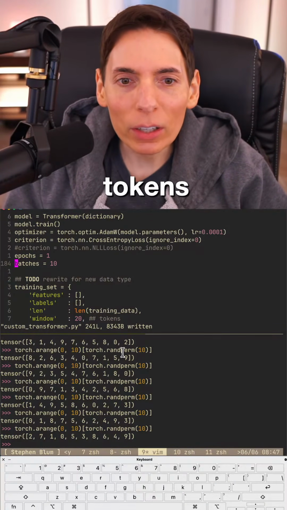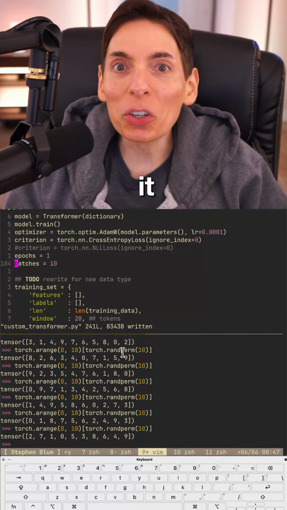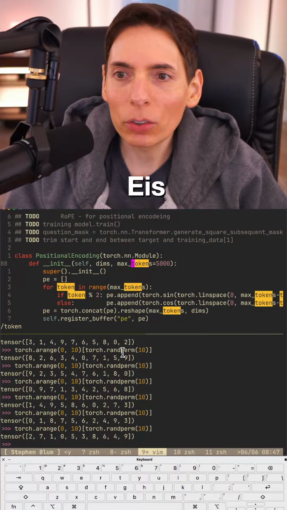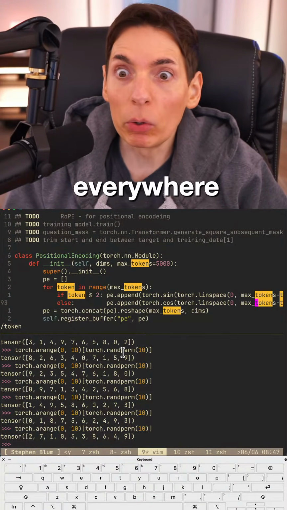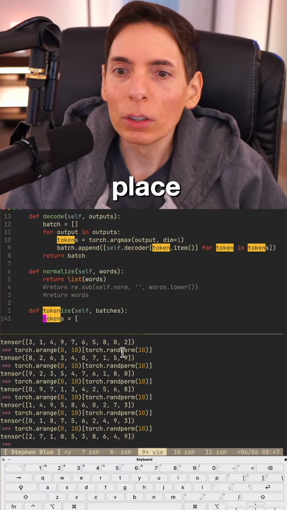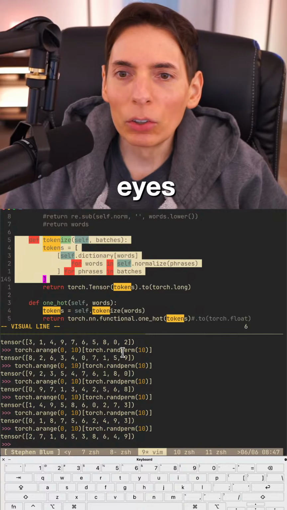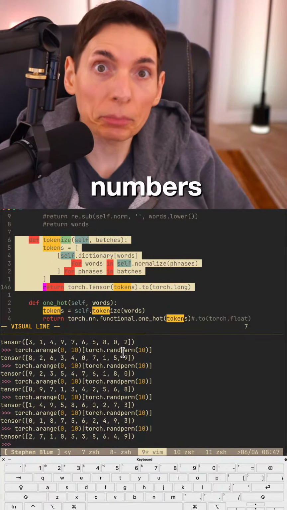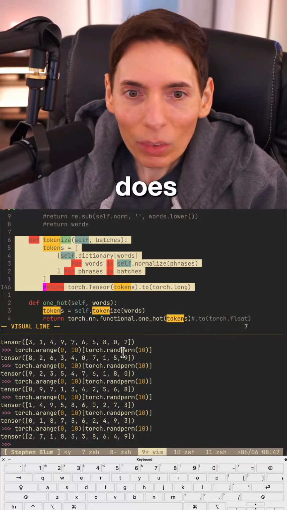Does it utilize tokens? Yeah, it does. We built our own tokenizer, right? We see a lot of tokens everywhere. We got tokens all over the place. Here's our tokenizer right there. It converts our words into numbers. And that's what a tokenizer does.